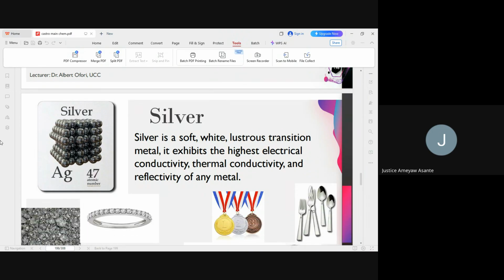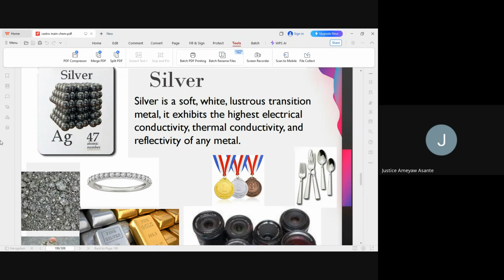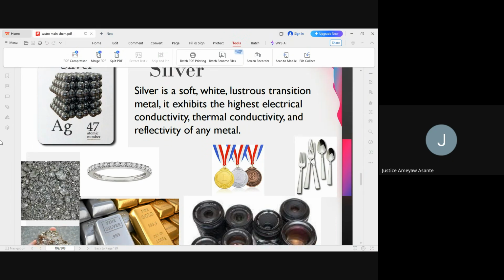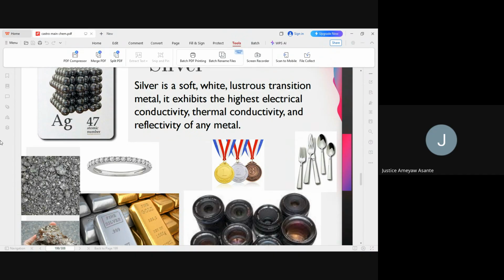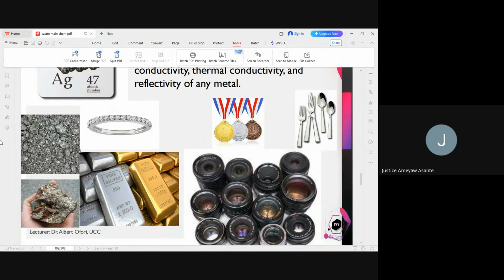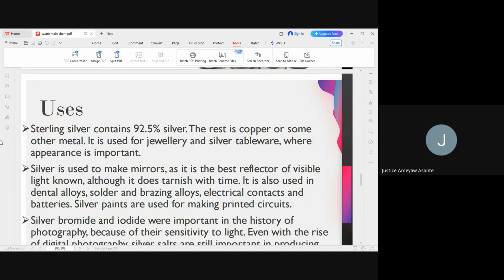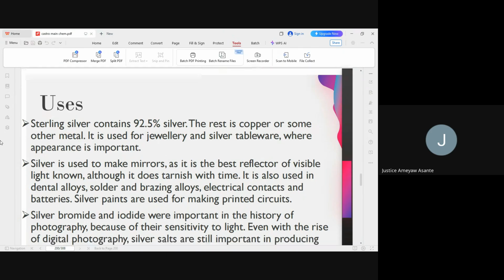So we come to silver, which is also soft, white, lustrous. It's also part of the transition metals. It exhibits the highest electrical conductivity, thermal conductivity, and reflectivity of any metal. What do you use this for? Sterling silver contains 93.5% silver. The rest is copper or some other metal. It is used for jewelry and silver tableware, where appearance is important.